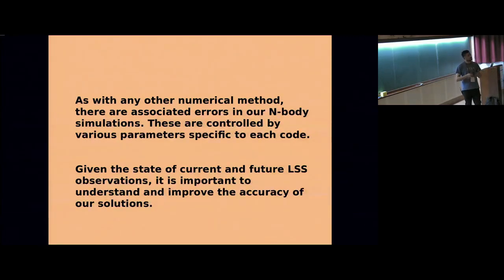So this is very important in the field of large-scale structure because future observations of the distribution of galaxies and cosmology will set a very high bar in terms of accuracy. So we need to match and surpass that accuracy with our simulations. So we need to understand our sources of errors and how to minimize them.